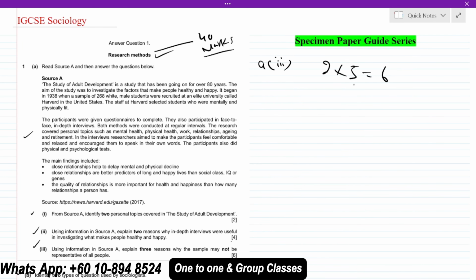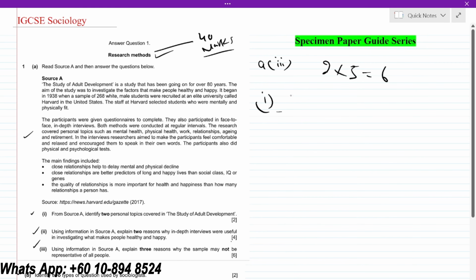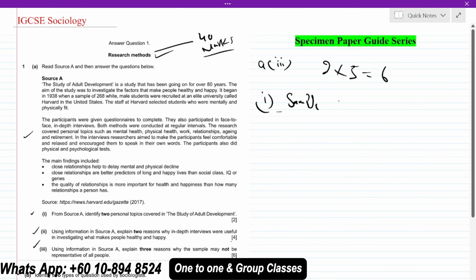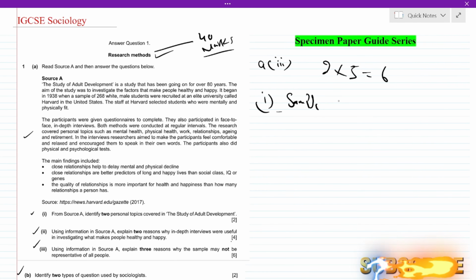Now let's try to attempt the question and see what things we have in this particular question. They are saying that explain 3 reasons why the sample may not be representative of all the pupil. So answer number 1, that you can write it as the sample consisted only of white males. Okay. So again I am mentioning that I already have read the whole paragraph. So for giving the answer to this question, you need to understand the paragraph very well.